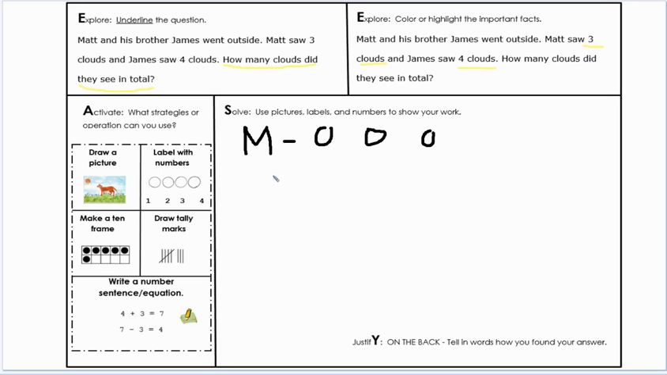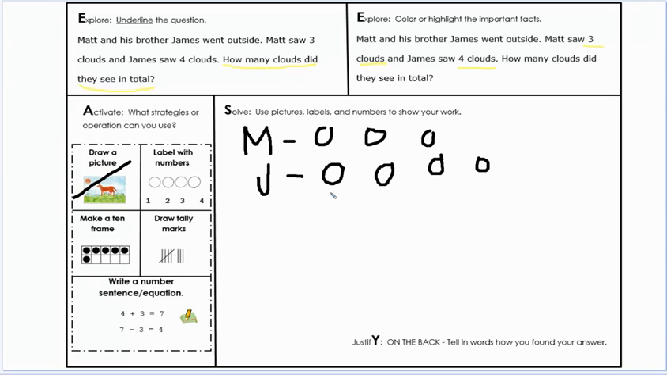And then it was James, okay? So I'm going to draw a J for James, okay? Now, how many clouds did James see? Well, I underlined it right here where it says 4 clouds, okay? So James saw 4 clouds. Okay, so 1, 2, 3, 4. Okay, now that I drew my picture, another strategy is labeling with numbers.